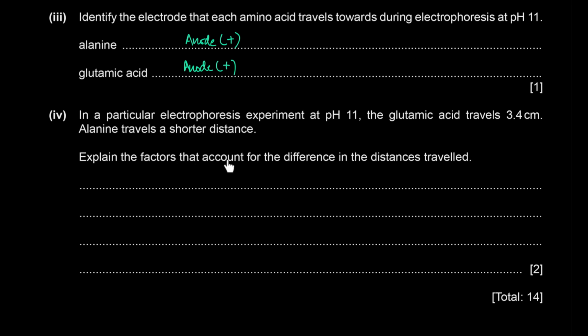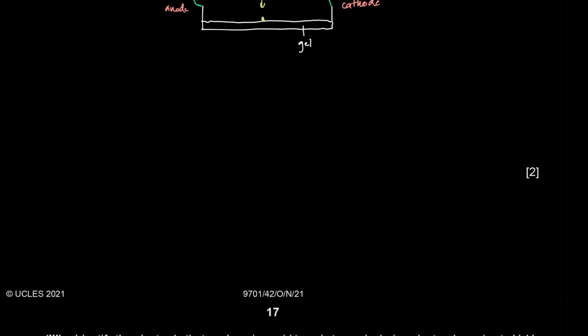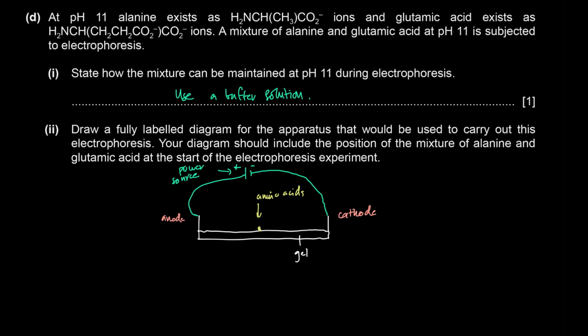Explain the factors that account for the difference in the distances traveled. So over here, which one is heavier? Glutamic acid is heavier, but even then it's traveling a greater distance. So what factor is playing a bigger role in the distance they travel towards the anode? Is it the charge or the mass? This is a larger molecule, but it still travels a greater distance. That means that the mass isn't playing as much a role as the charge over here.